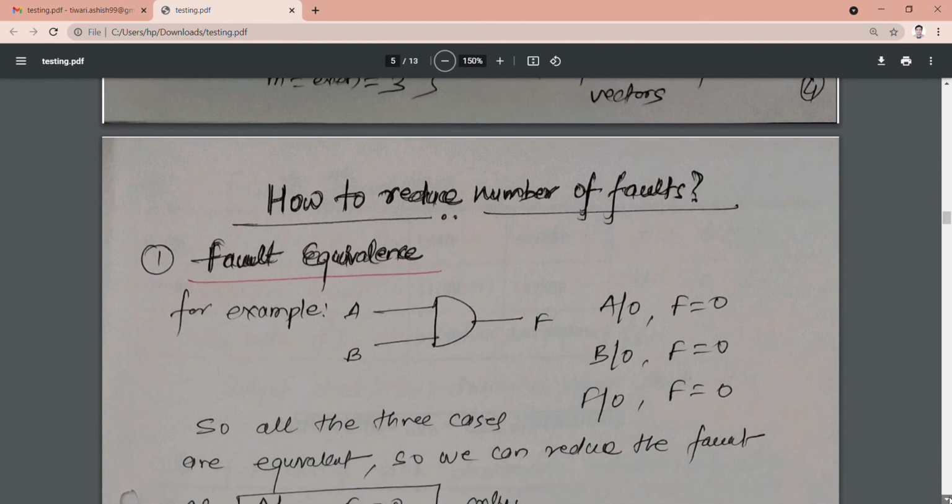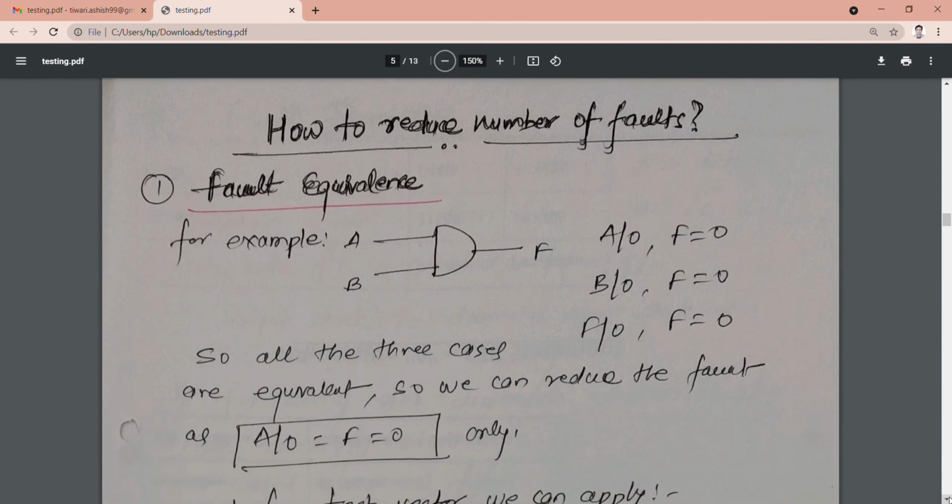Okay, now the next very important fundamental in testing a combinational circuit, or any circuit, even sequential, is how to reduce the number of faults, and how we can plan our fault model in such a manner that by using fewer test vectors or a shorter test sequence we can detect the fault efficiently. This is the basic fundamental behind it. Now the first concept is fault equivalence.